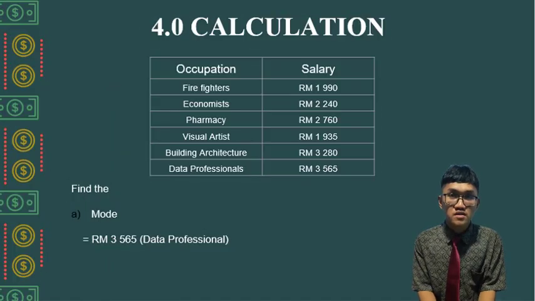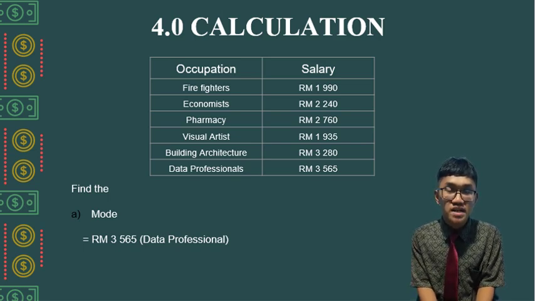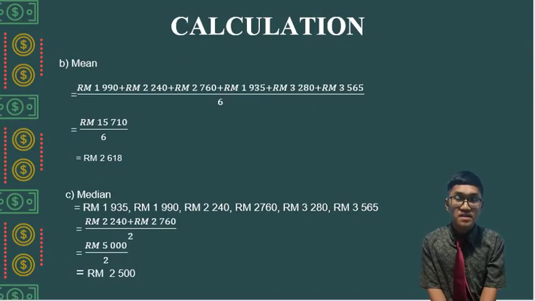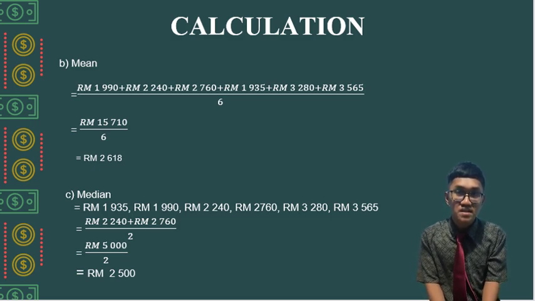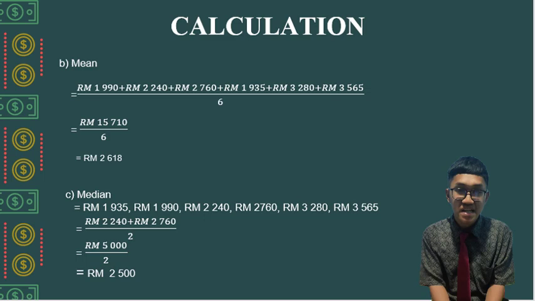Hello everyone. Today I want to explain my calculation. First of all, for mode, identify the set data for mode. The answer for mode is 3,505. Next, for mean, firstly, add all the numbers in the set data and divide. The answer for mean is 2,318.33.